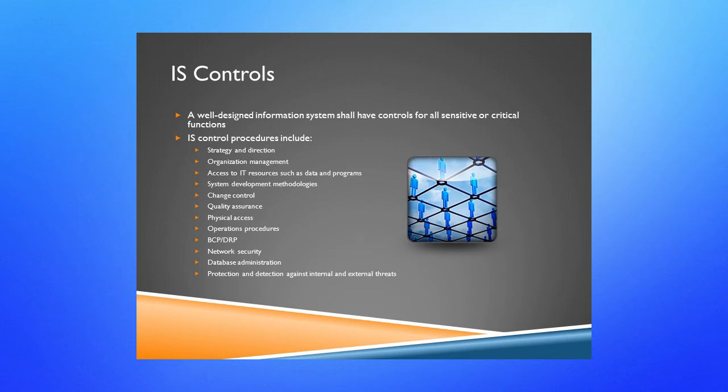Business continuity and disaster recovery plans certainly are part of controls. Network security and database administration, having controls in there for the protection and detection against internal or even external threats. You can think again of hackers as an external threat, by the way. It doesn't have to be a person. It can be an act of nature, earthquakes and floods and those types of things as well.